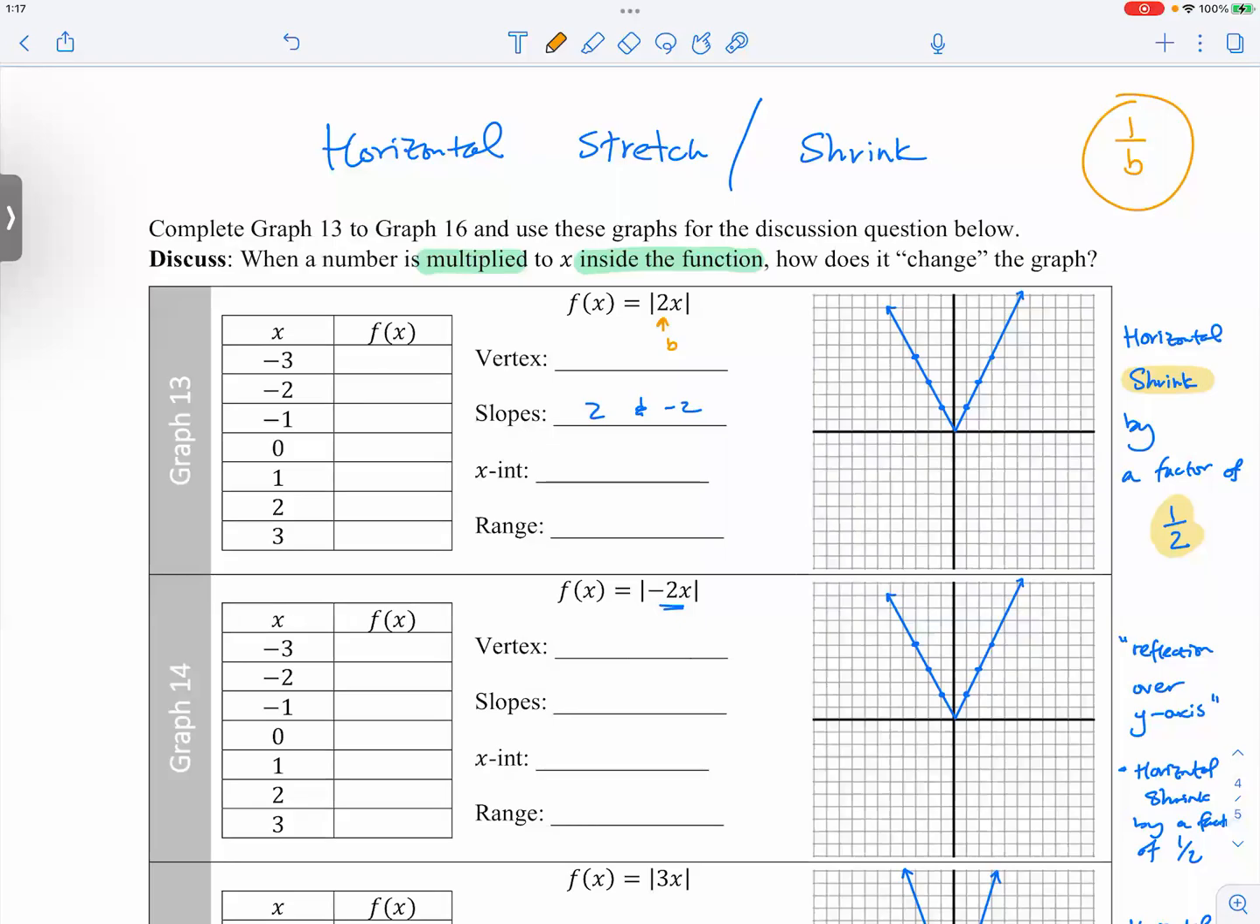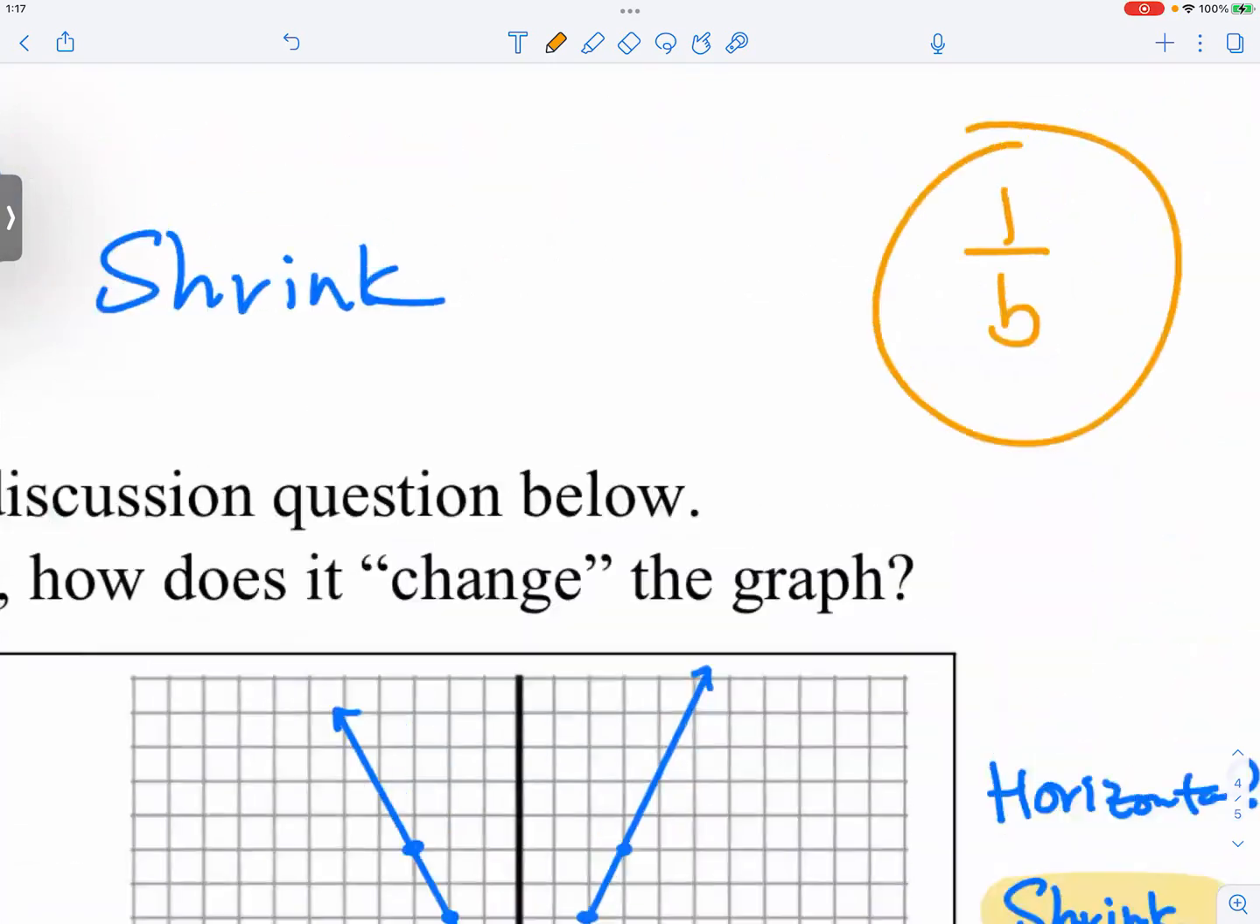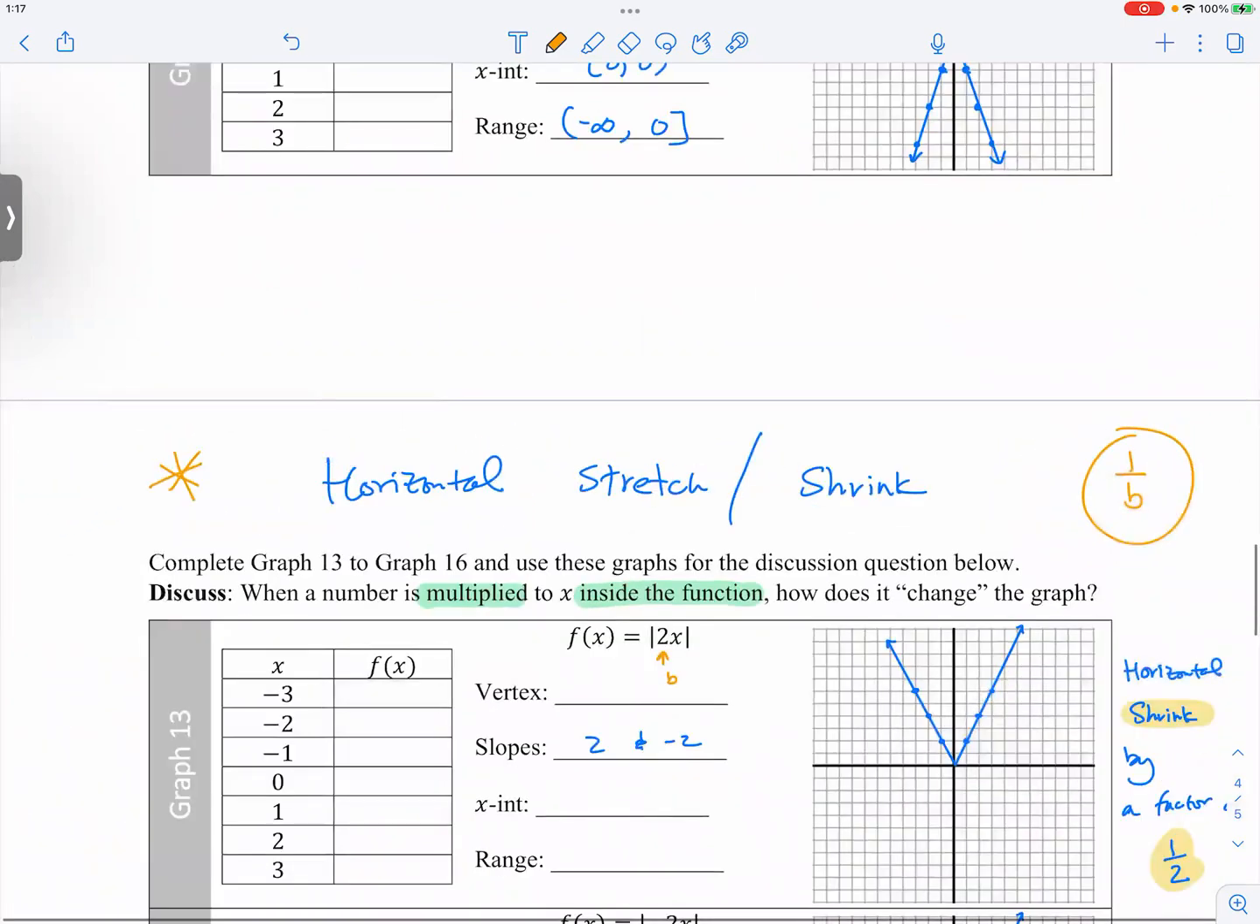Now, for horizontal stretch and shrink, you may want to put yourself a big star next to it. Anything horizontal seems to be a little bit problematic or challenging. The reason why this is challenging is because it is not as straightforward. On the upper corner, also write down 1/b, just to put it under your radar. We have horizontal stretch or shrink, and also put down 1/b. We are going to see the b value, and we are also going to write down 1/b.